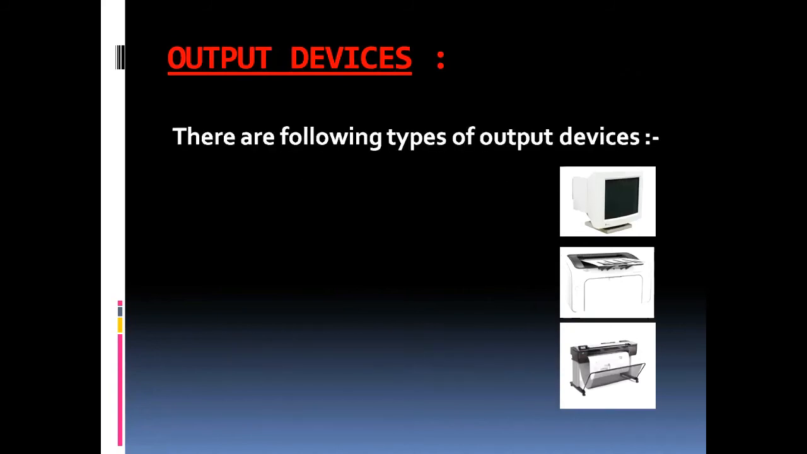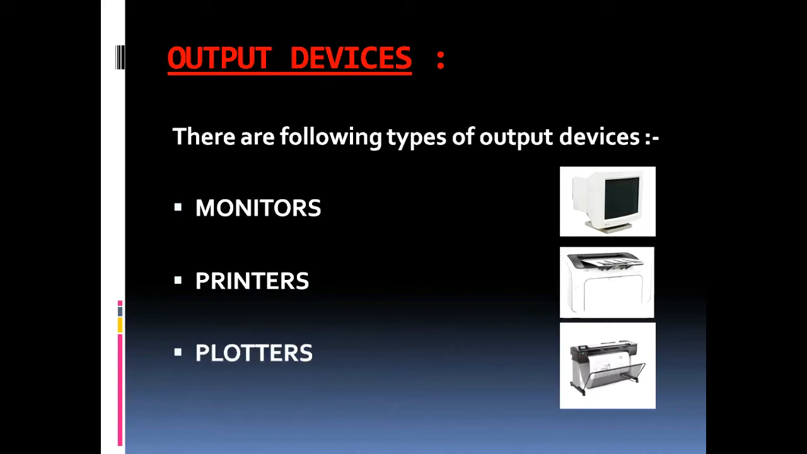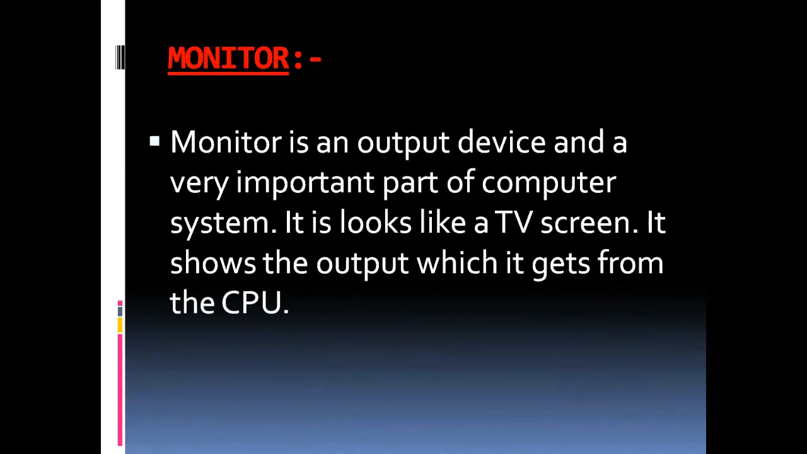Next, there are the following types of output devices. Number one is monitors. Number two is printers. Number three is plotters. First one is the monitor. Monitor is an output device and a very important part of the computer system. It looks like a TV screen. It shows the output which it gets from the CPU.